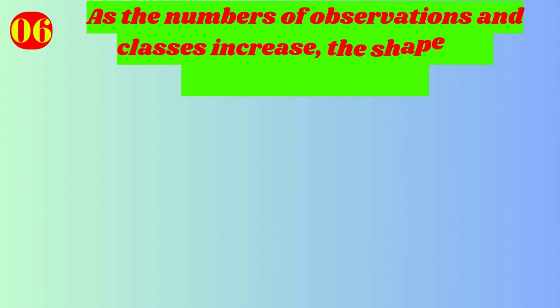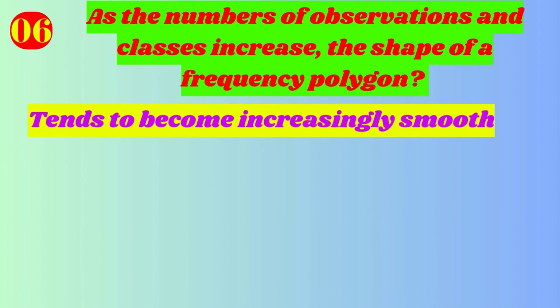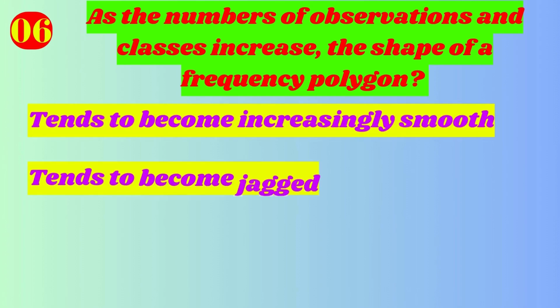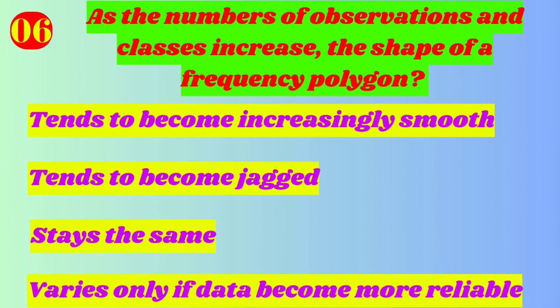As the numbers of observations and classes increase, the shape of a frequency polygon, the options are: tends to become increasingly smooth, tends to become jagged, stays the same, varies only if data become more reliable. The correct option is tends to become increasingly smooth. This means that as the number of observations and classes increase, the frequency polygon will become a more accurate and realistic representation of the underlying distribution, with a smoother and more continuous shape.